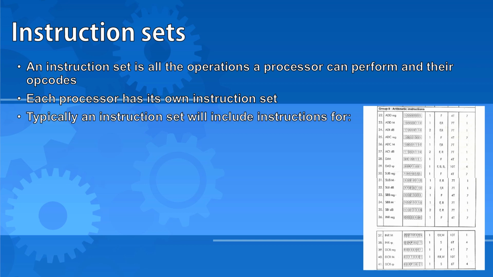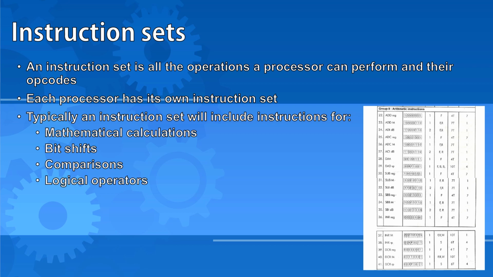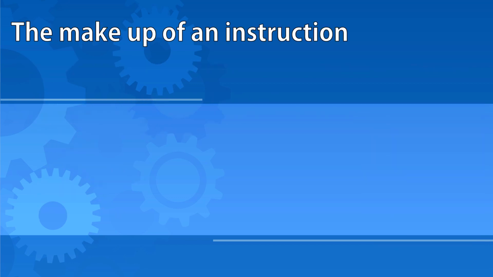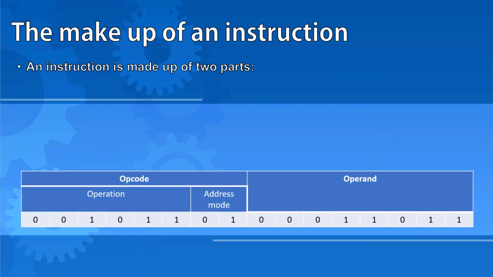Typically, an instruction set will include instructions for things like mathematical calculations like add, subtract, multiply and divide, bit shifts, comparisons like greater than or less than, logical operations like and, or, not and XOR, branching either conditionally or unconditionally, which is where you go to a different instruction than the next one sequentially, and data transfer operations such as load and store.